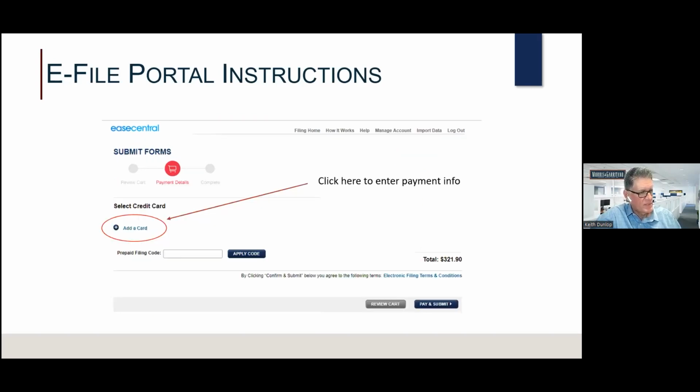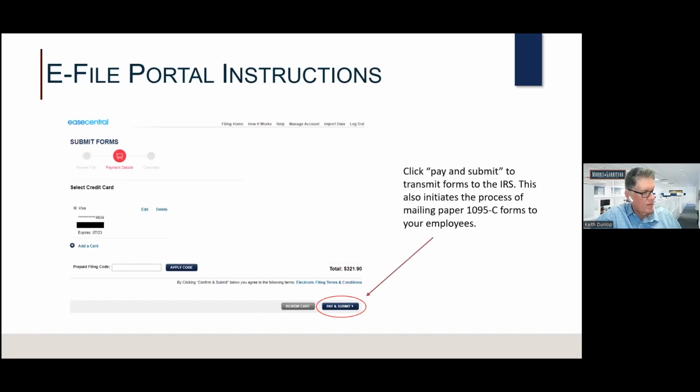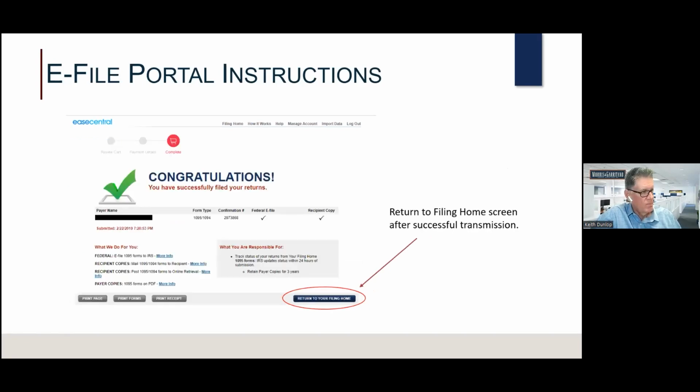And then you'll be faced with the payment screen. You'll enter credit card information on this screen here, and then once that's in, you'll save that information. And then once that's all there and saved, click Pay and Submit. And then ideally, you get this screen: congratulations, you have successfully filed your returns.